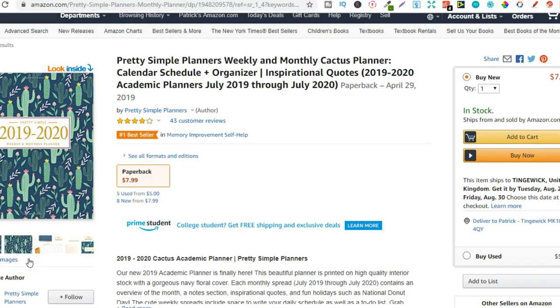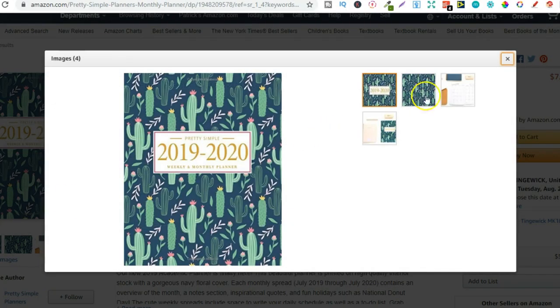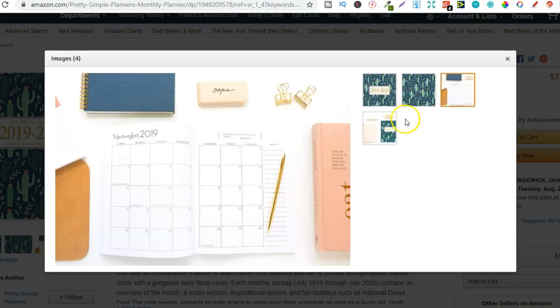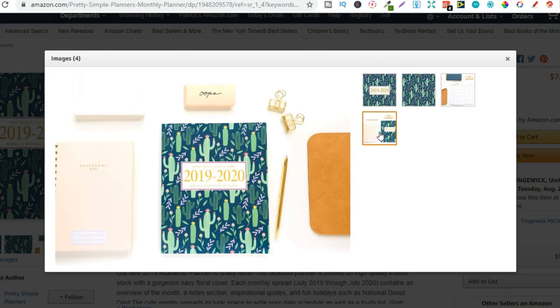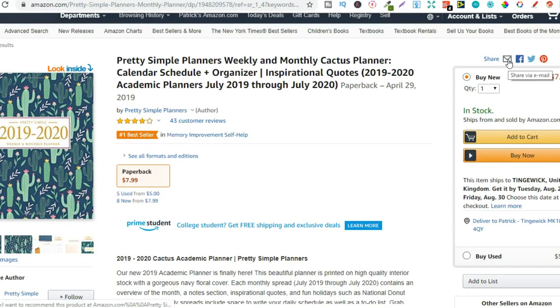So, getting more images under your book, what do I mean by that? Well, I mean just here. If we click on this, it's a planner. They have a couple more images just here. So how do we do that with our books through Amazon KDP? Well, the short answer to that is we can't. It's a shame, but we can't actually do this if we're publishing books through Amazon KDP.